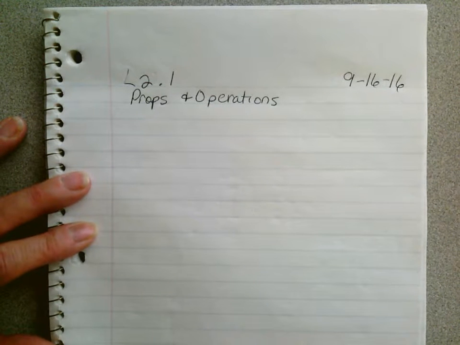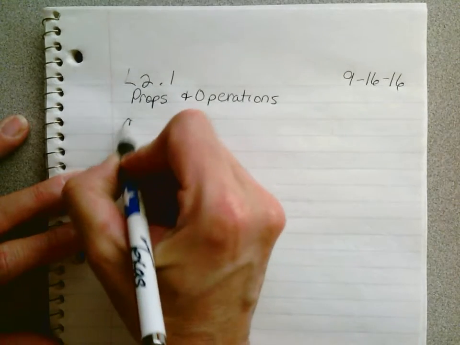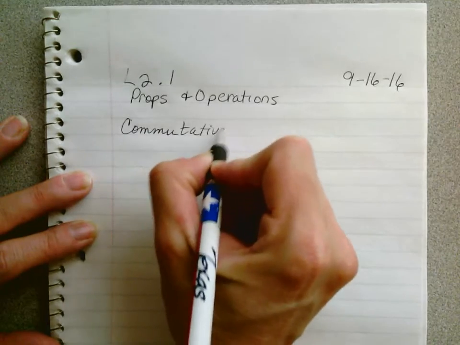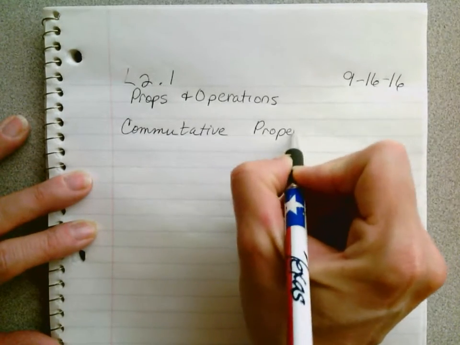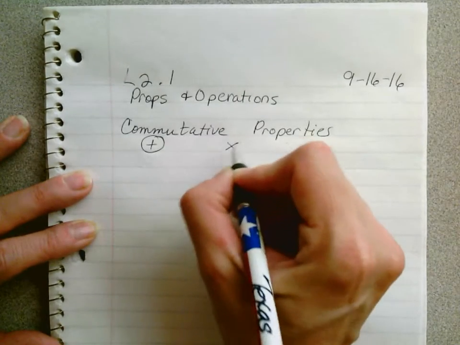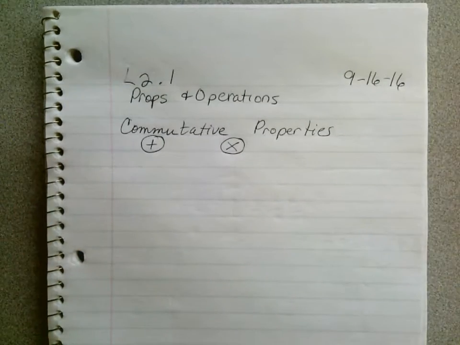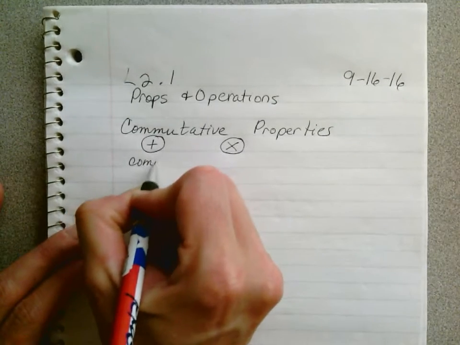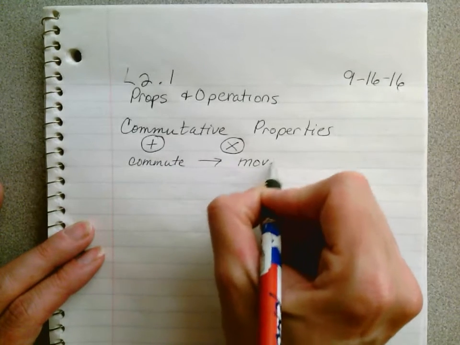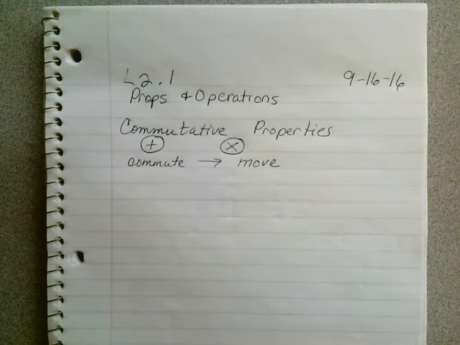Commutative properties and associative properties. To briefly review, commutative properties can be used both with addition and multiplication. To commute literally means to move from place to place. Okay? Commute means to move. So people that commute to and from work are called commuters. They move from place to place.